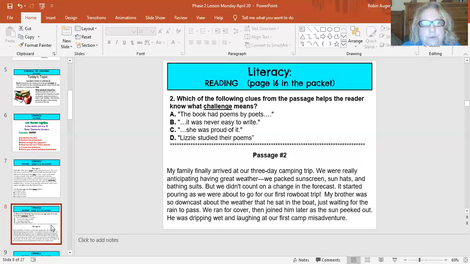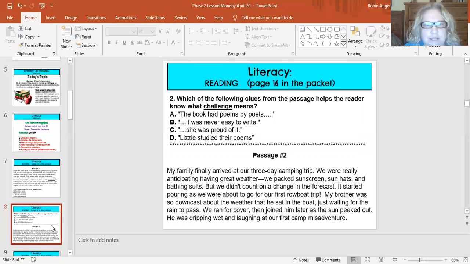So question number 2 says, which of the following clues from the passage helps the reader know what challenge means? Okay, and these are actual sentences from the passage, and they're talking about, okay, the book had poems by poets. Does that mean it's going to be a challenge necessarily?